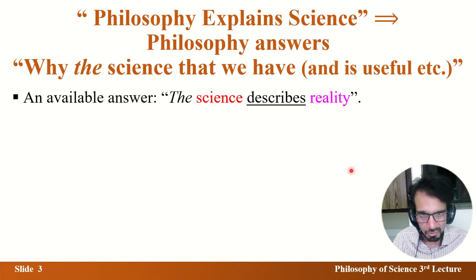If you agree to that, then you use this association to get an understanding of the role of philosophy, which I started this lecture with, namely that philosophy explains science. So if you agree to this association of explains with why, then philosophy explains science would mean philosophy tells why this science that we know is useful.